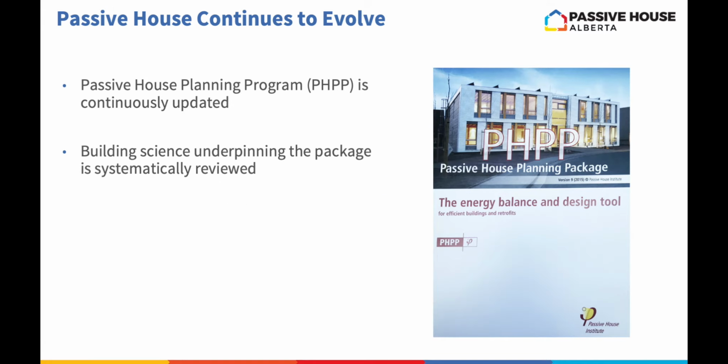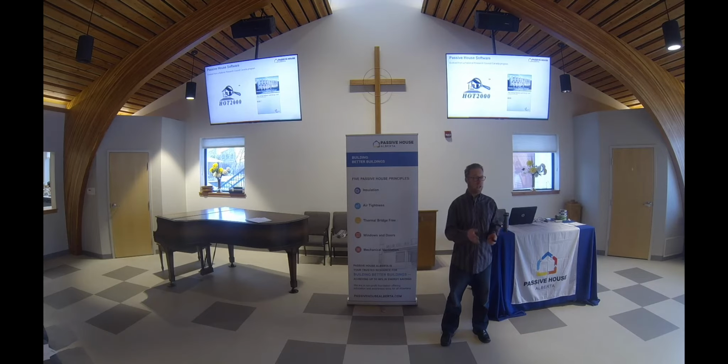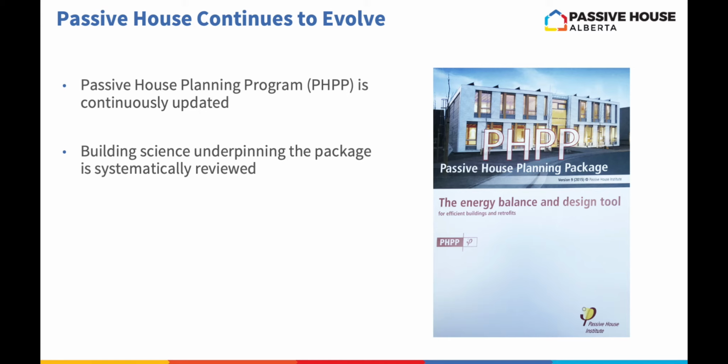So when Wolfgang Feist and Bo Adamson made passive house, basically what it needs to be is an energy model. That energy model is called the PHPP, or the Passive House Planning Package, and it's an Excel spreadsheet. So you don't actually have to learn any new software. It's just a very large Excel spreadsheet, and they're at version 9.6 now.